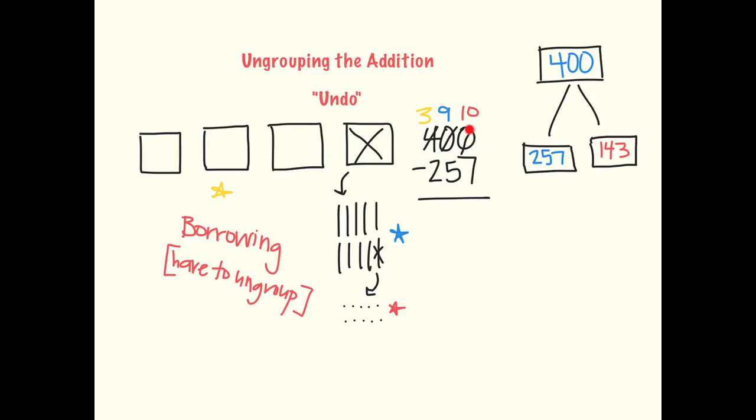So that was represented in the ones place with the 10 single ones. Represented in the tens place because I had to ungroup one of them, I only had 9 left. And because I had to ungroup one of the hundreds boxes and borrow from there, I only ended up with 3 of those hundreds boxes. So that's why when we solve, 10 minus 7 gives me 3, 9 minus 5 gives me 4, and 3 minus 2 gives me 1. That's how we end up with 143 in the break-apart drawing.